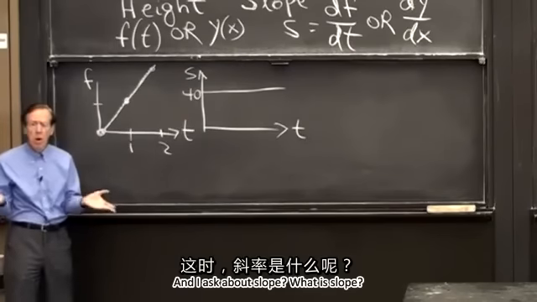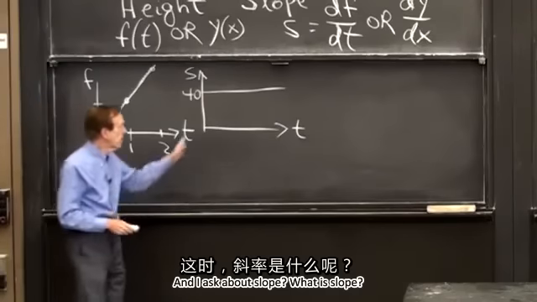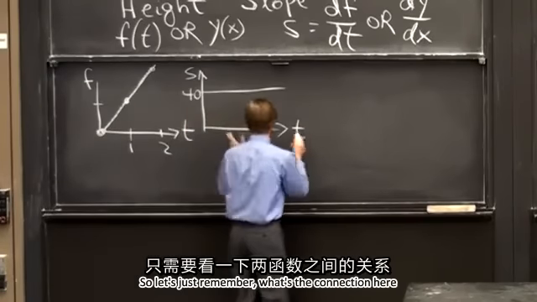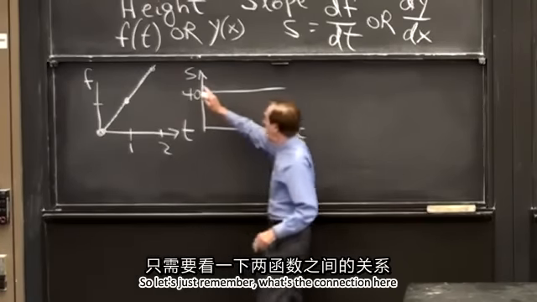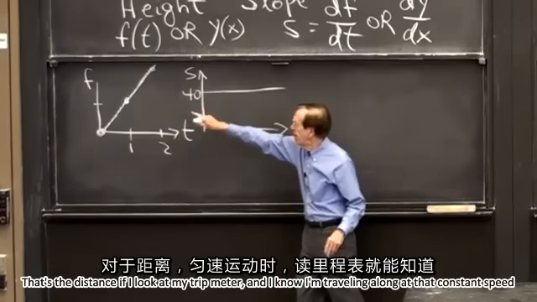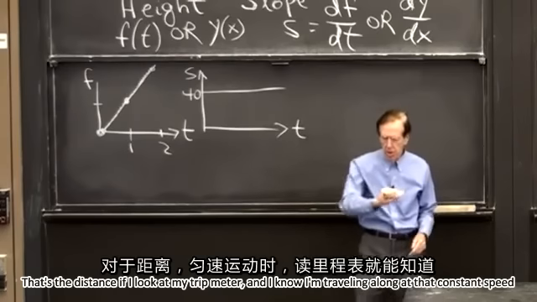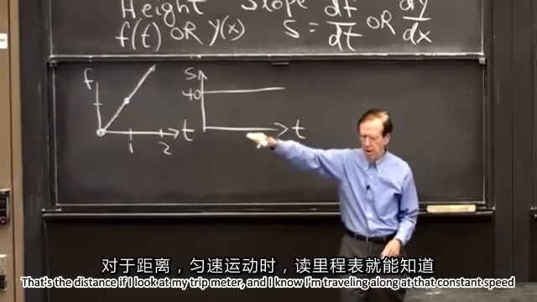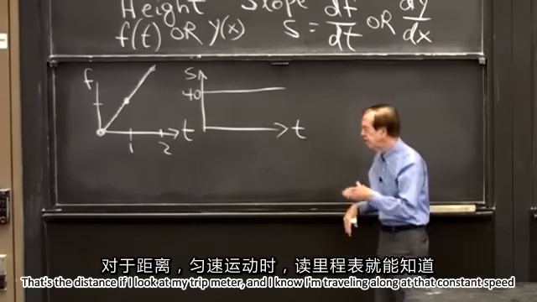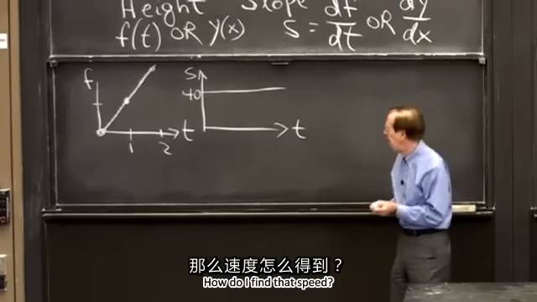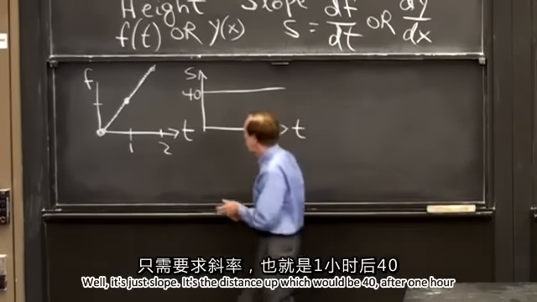And ask about slope. What is slope? So let's just remember, what's the connection here? What's the slope if that's the distance? If I look at my trip meter and I know I'm traveling along at that constant speed, how do I find that speed? Well, it's just slope.